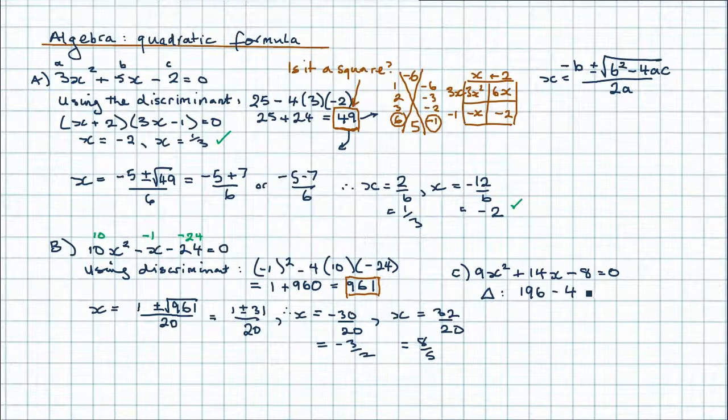Minus 4 times, well, it's going to be plus 72 because negative 8 times 9 is going to be 72. So it's 4 times 72. So 4 times 72, well, it's going to be 288. So we've now got 196 plus 288. Is that right? Yes. Okay, we got that right.